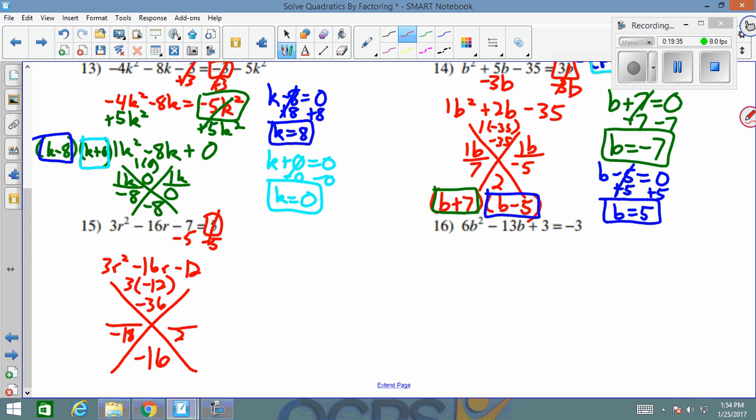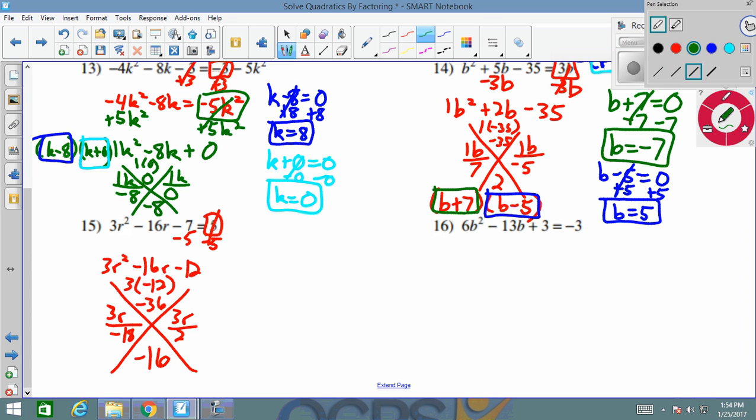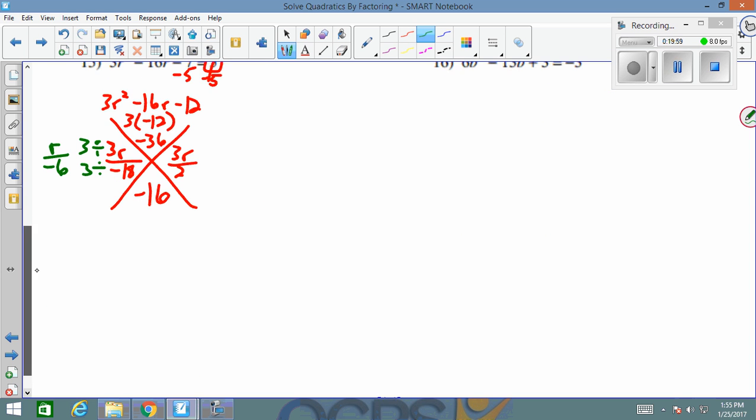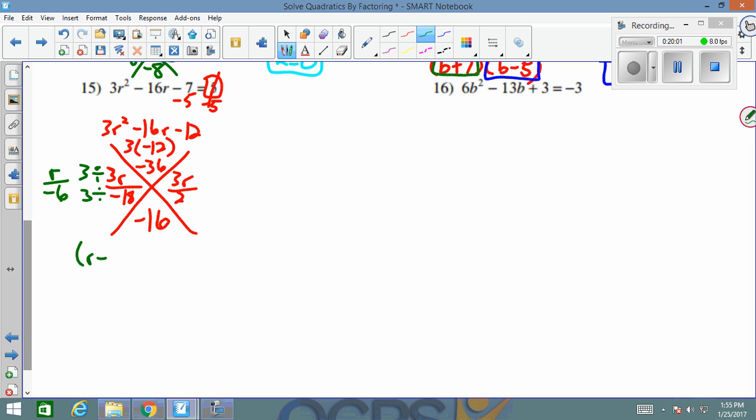Okay, but here, our a is now 3, so it's going to be 3r and 3r. And then we got to reduce if we can. So here we do have a number that goes into 3 and 18. It is 3, so we're going to divide both the top and bottom by 3. So we get r over negative 6. So that's going to be r minus 6. This one doesn't reduce at all, so we're going to leave it as 3r plus 2.